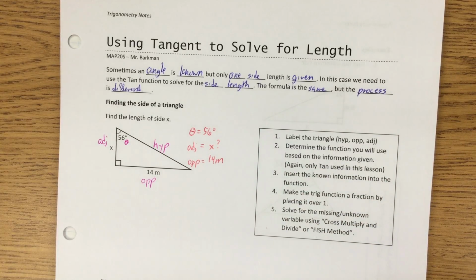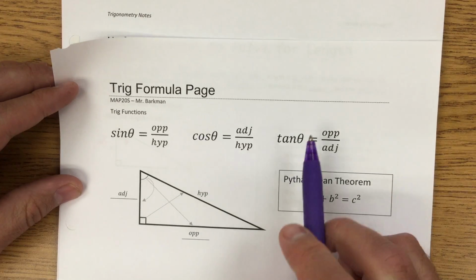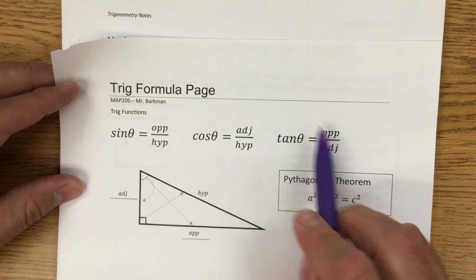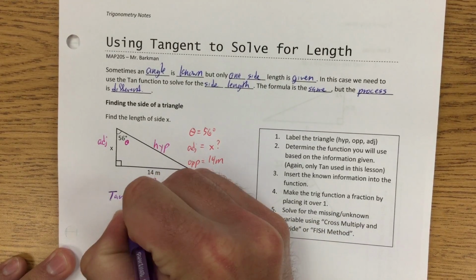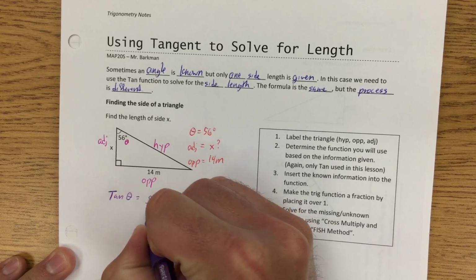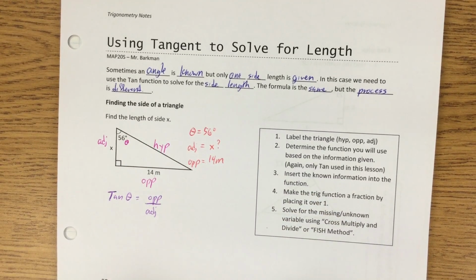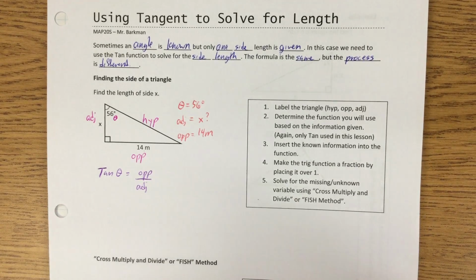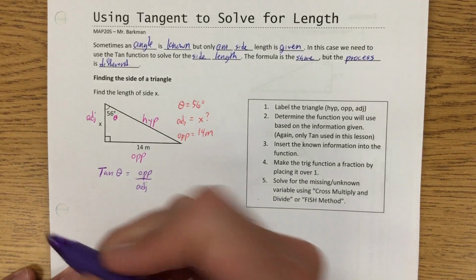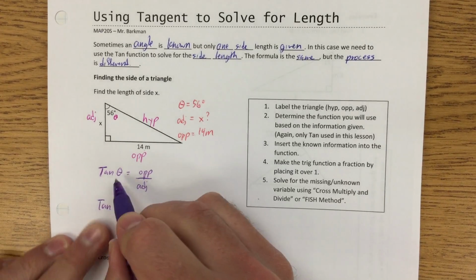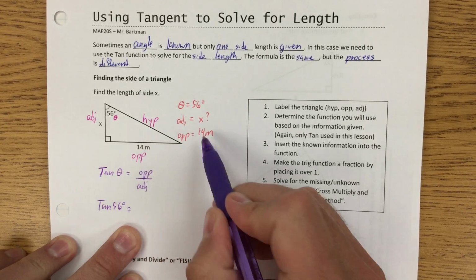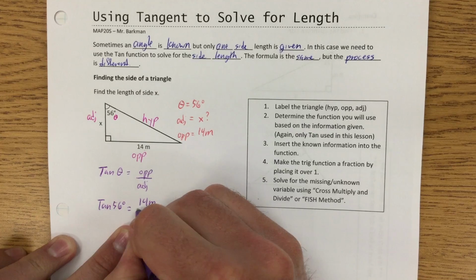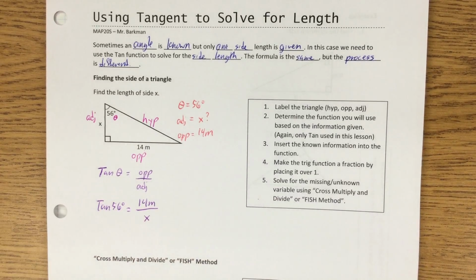Based on this, if we look at our formula page, again, we're only using tangent to start. Opposite and adjacent are in the tangent function, so we're going to be using our tangent function. So tan of theta is equal to opposite over adjacent. Now, we insert our known information into our function. So tan of theta, well, now we know theta is 56 degrees, and it's equal to opposite over adjacent. Opposite is 14 meters, and adjacent is unknown. We'll call it x.